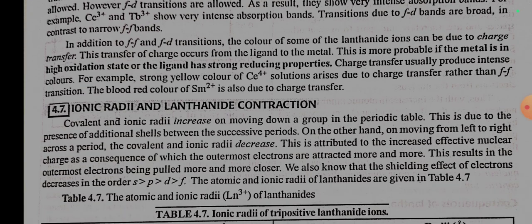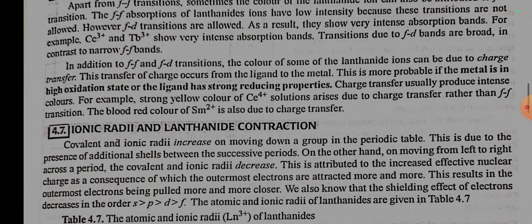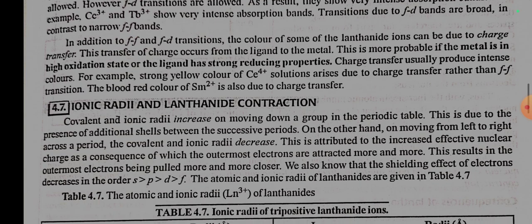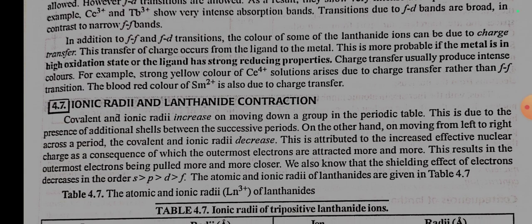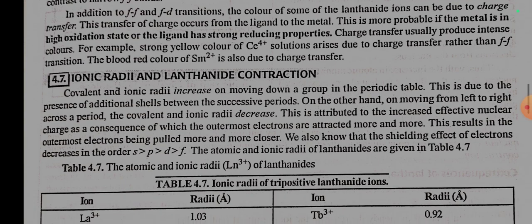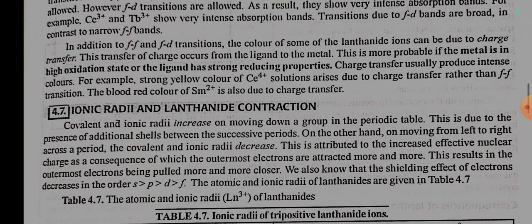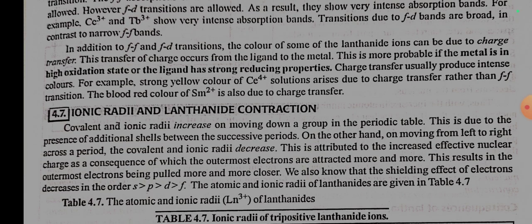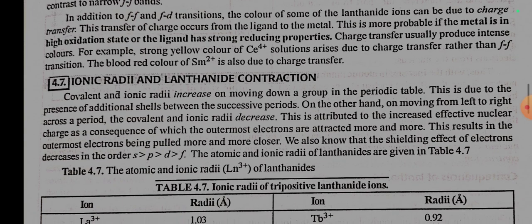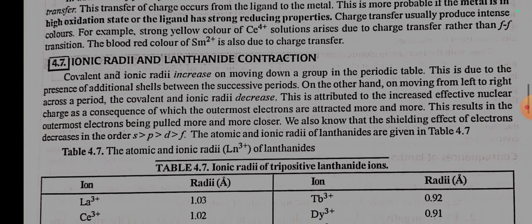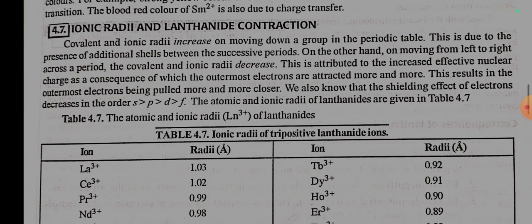In addition to f-f and f-d transitions, the color of some lanthanide ions can be due to charge transfer. This transfer of charge occurs from the ligand to the metal. This is more probable if the metal is in a high oxidation state or the ligand has strong reducing properties. Charge transfer usually produces intense colors. For example, the strong yellow color of Ce4+ solutions arises due to charge transfer rather than f-f transition. The blood red color of Sm2+ is also due to charge transfer.